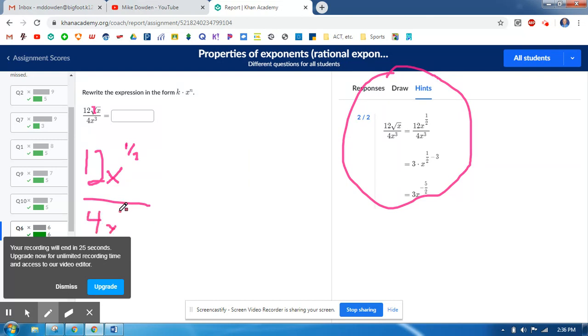I see I'm down to just under 20 seconds or so. So just real quick, 12 divided by 4 is 3. That's the big one. You subtract. So this is x to the 1/2 minus 3. 1/2 minus 3 is to the negative 2.5.